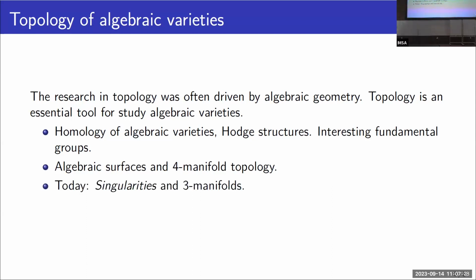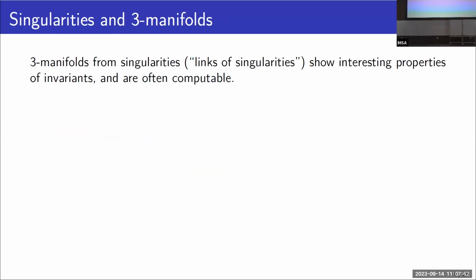And another topic which connects geometry with topology are surface singularities, because they naturally induce 3-manifolds. So this will be the topic of the day, the relation of singularities and 3-manifolds. The 3-manifolds which come from singularities are sometimes called links of singularities, which shouldn't be confused with links in R^3, like a bunch of knots. It's a completely different notion. Unfortunately, it's called the same.